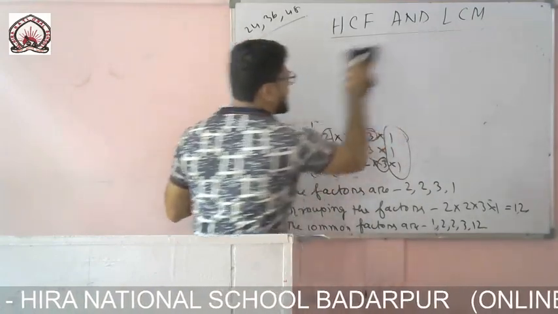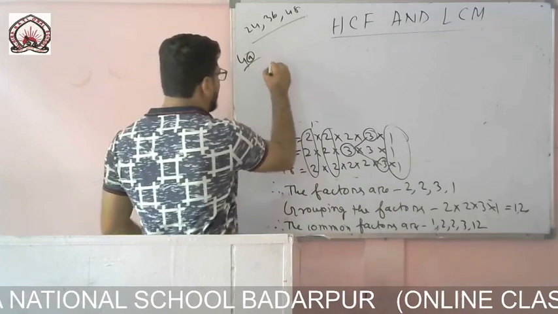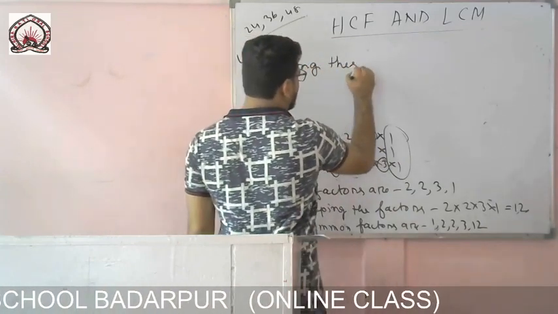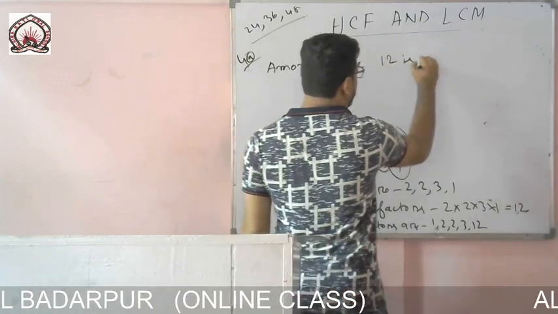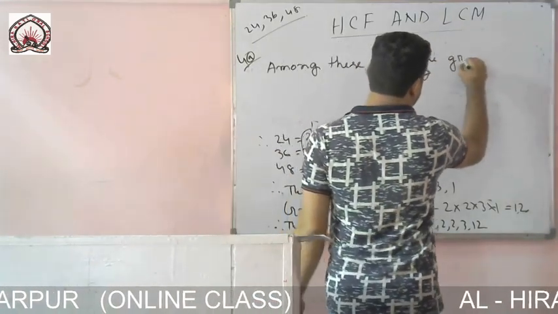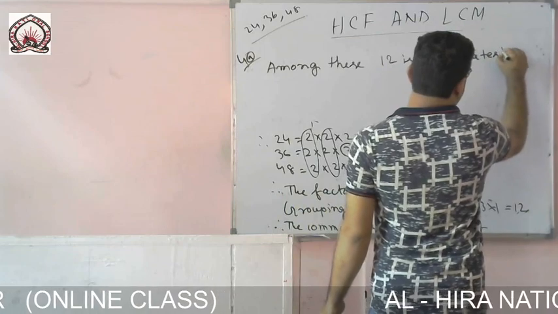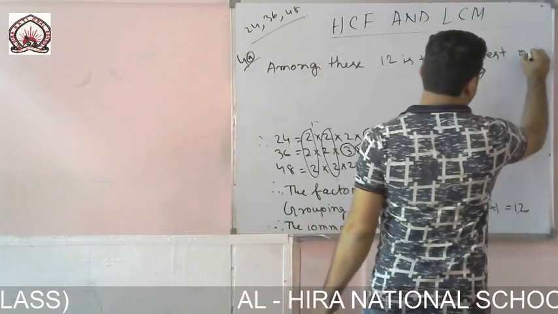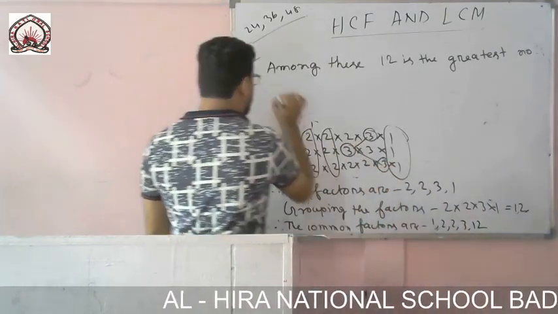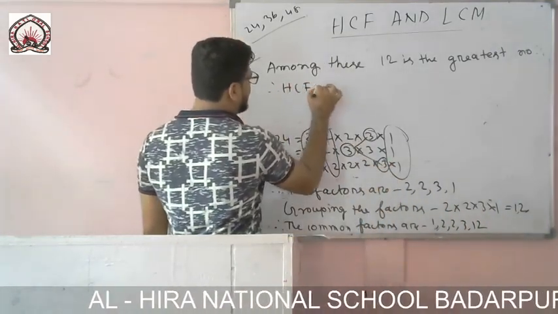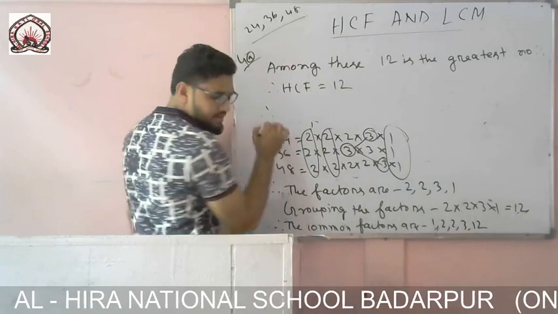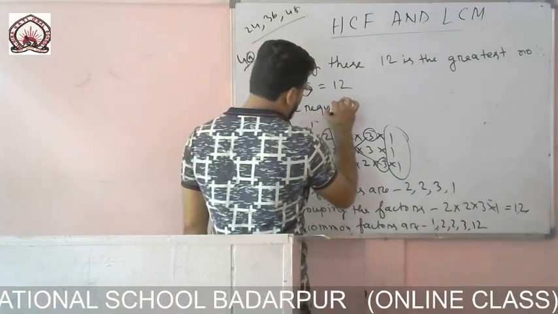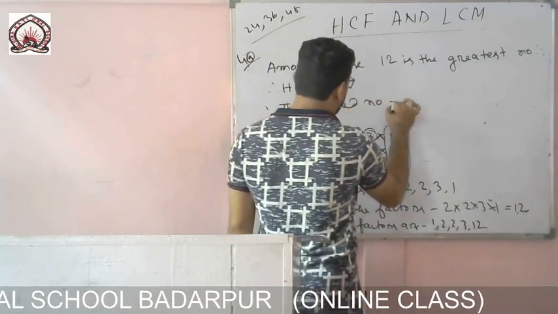Right, among these, 12 is the greatest number. Therefore HCF equals 12. Therefore the required number equals 12.